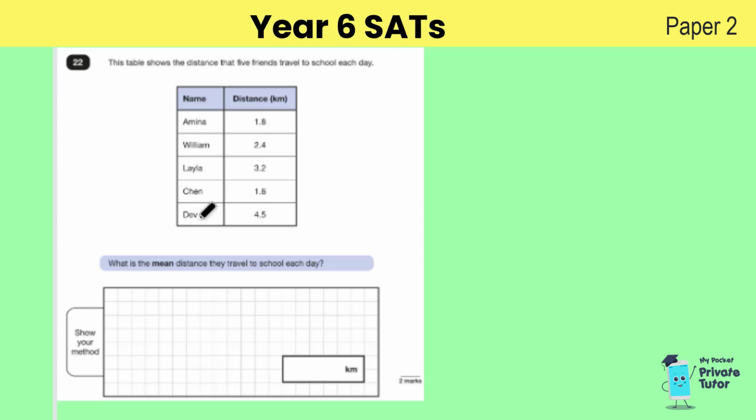Question 22. This table shows the distance that 5 friends travel to school each day, and you can see we have a column of names and then a column of their distance travelled to school each day. What is the mean distance they travel to school each day? The mean means that we have to find the total and then share it out equally. So we're going to find the total of all their distances and then divide it by how many people there are. Now you can rewrite these numbers out in a column here.